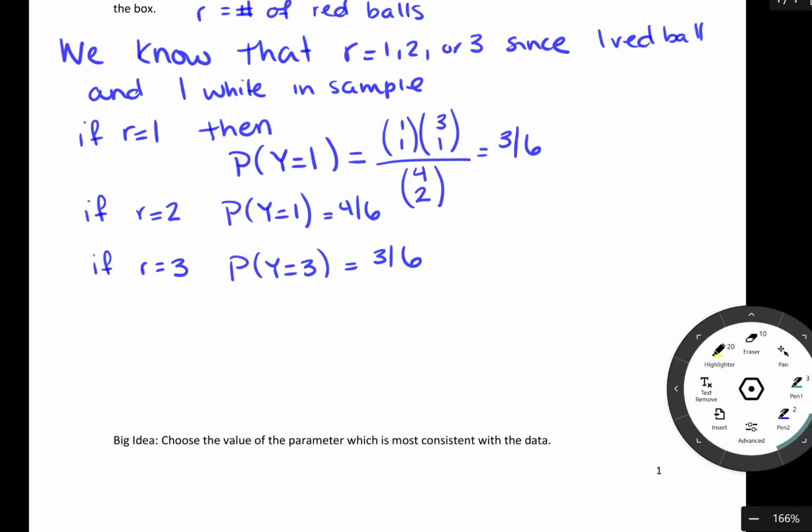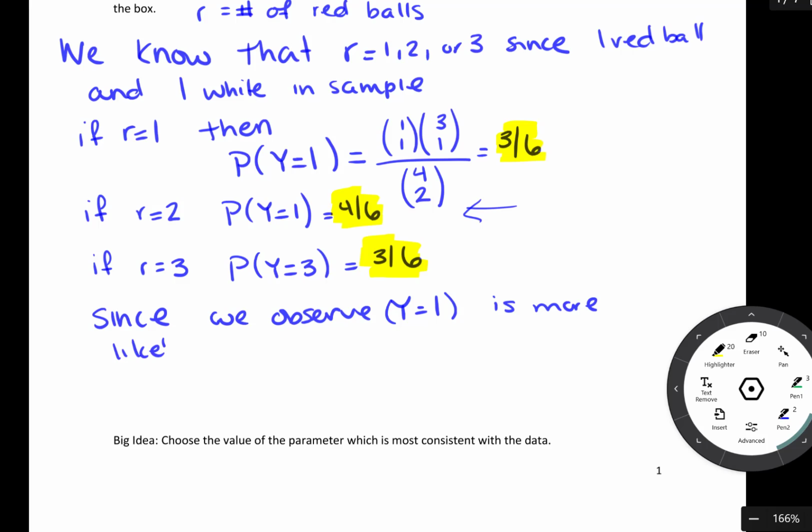So notice that if we look at the comparison of these 3 probabilities, we find that the highest probability occurs when R is equal to 2. So since we observe Y is equal to 1, which is more likely when R is equal to 2, we estimate R hat, so notice here R is a parameter, so R hat is the estimate, is equal to 2.